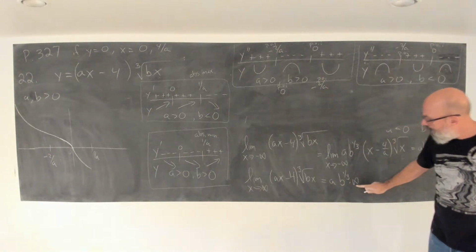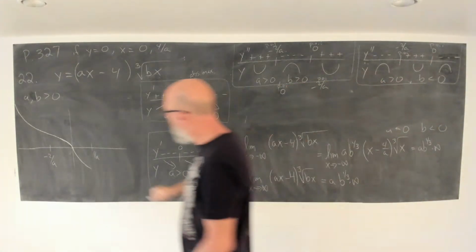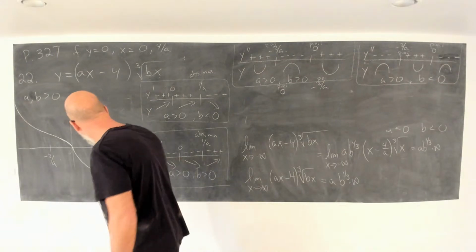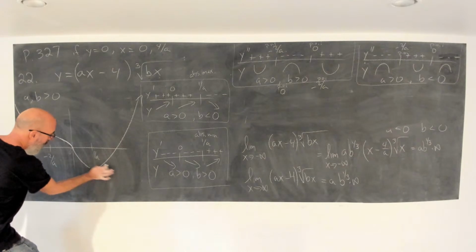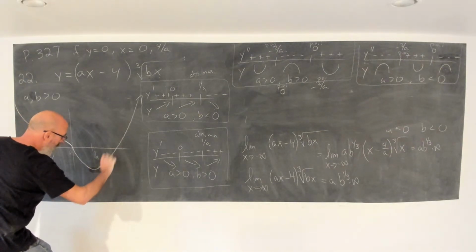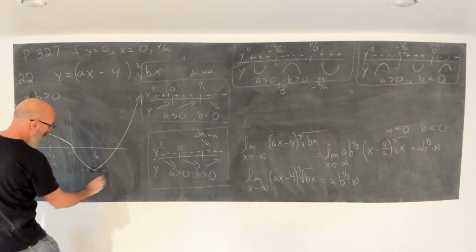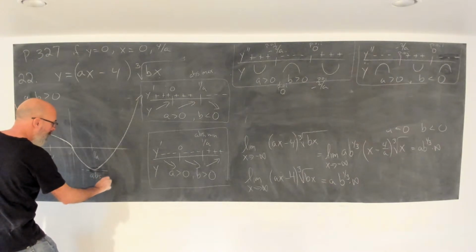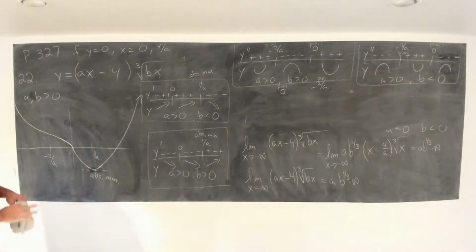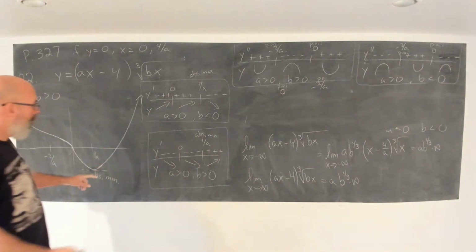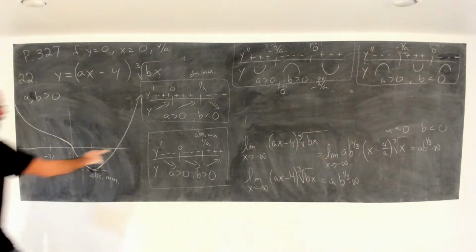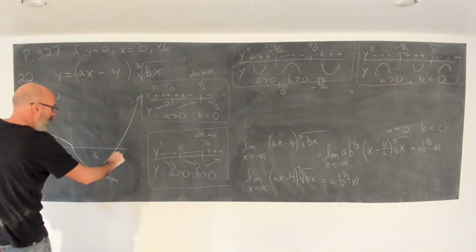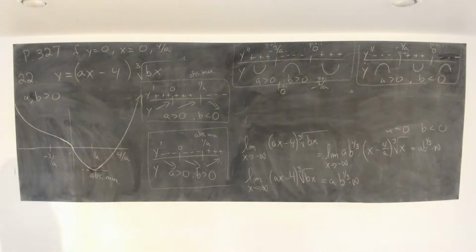And where's the forever taking you? A and B are both positive. Forever is taking you to infinity. And you see that you have an absolute minimum occurring at 1 over a. Exactly as expected. Here, your x-intercept is 4 over a. There you go. Very nice.